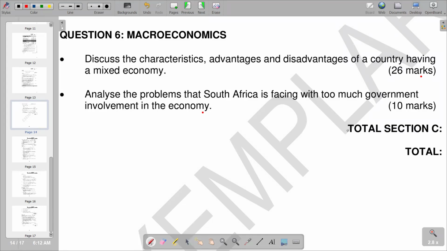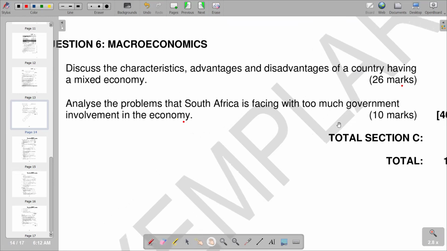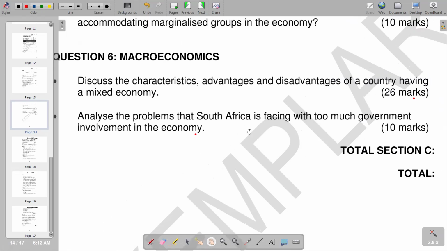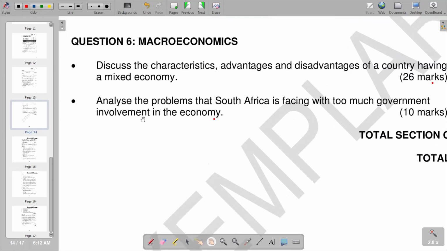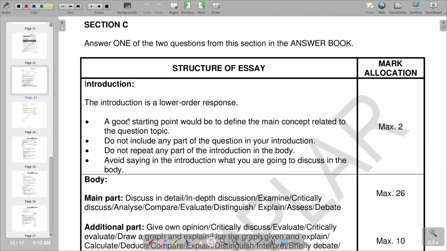And then we see that our question has a total of 26 marks plus 10, which is obviously going to give us a total of 40 marks. Of course, we've got the introduction. We also have the conclusion, which is going to make our total marks go to 40. So remember, this is an essay, so we're going to start with our introduction, and then we go to the main part, and then we're going to finish with our conclusion.